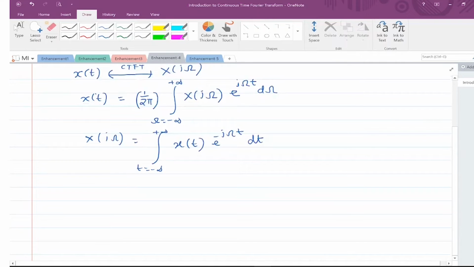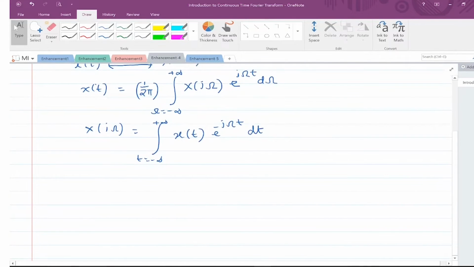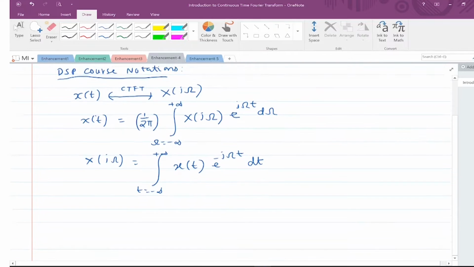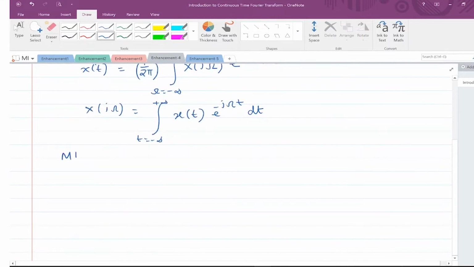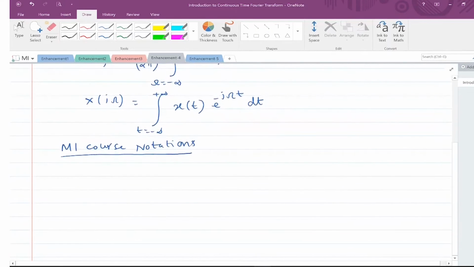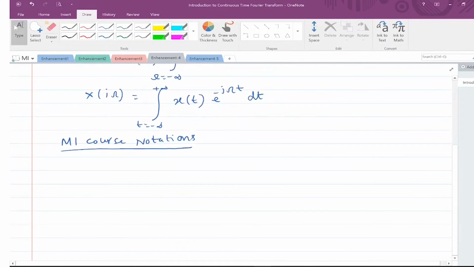Now when it comes to the medical imaging course, I am going to modify these notations such that they would later fit nicely into MRI frequency domain acquisition of the signals. So that's why I would write here MI course notations. So this is a time domain signal we are writing. There it's a spatial domain signal. So instead of using it as x of t, we are going to call it as f of x.